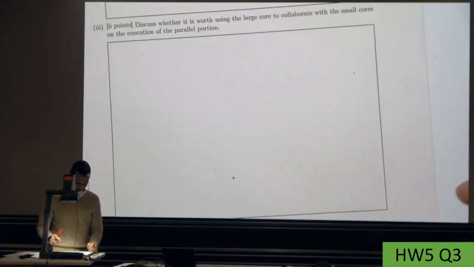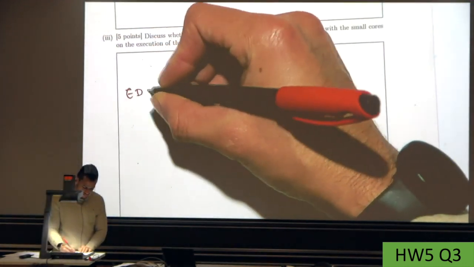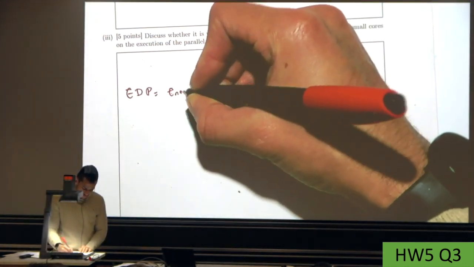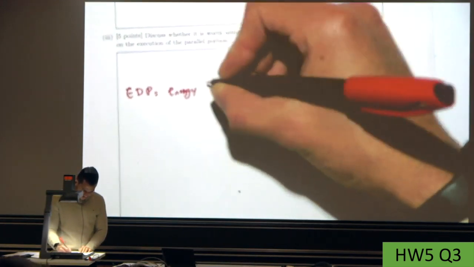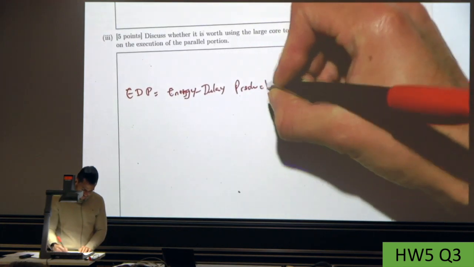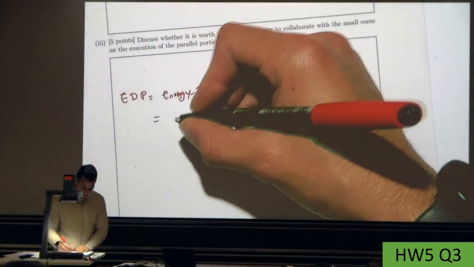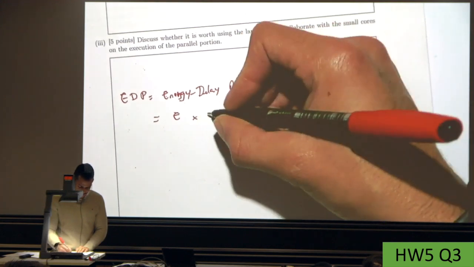If you want to make sure if it makes sense or not, there is one metric called EDP, energy delay product, that measures the trade-off between energy and time, or power and time consumption. So this equation is pretty much energy times time.